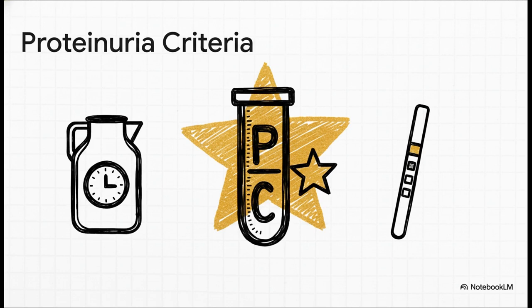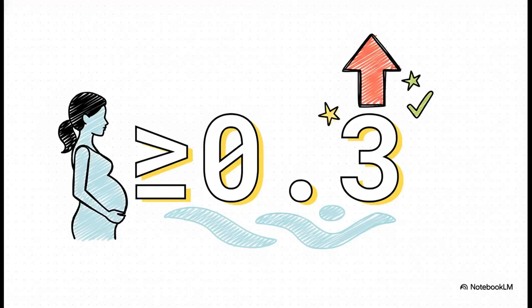A dipstick is okay for a quick screen, but the UPCR is the quantitative test that gives you a real answer quickly. And the magic number for that UPCR, 0.3. Easy to remember. If that ratio is 0.3 or higher, you've met the criteria for significant proteinuria. It's a key number to have in your back pocket.